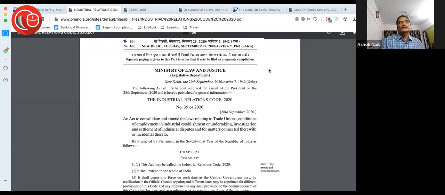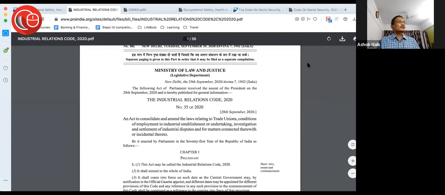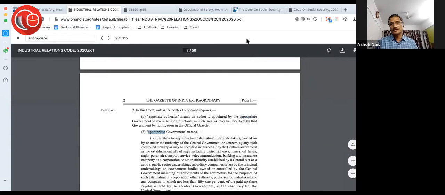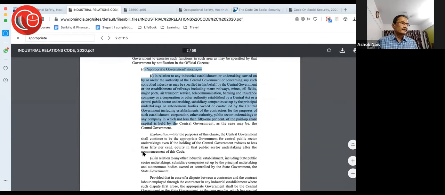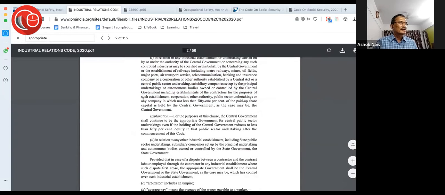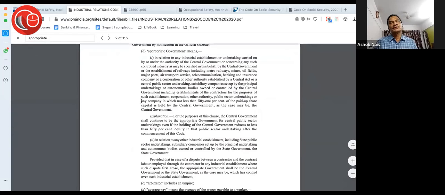The first is the appropriate government. Earlier, the appropriate government depended upon where your factories and companies were. Now what they have said is that for all PSUs, the government concerned will necessarily be the appropriate government. Suppose it is a central government undertaking: even if you have only one factory in a particular state, say UP or Maharashtra, it will be the central government. If it is a state government, say a factory owned by the government of West Bengal is in West Bengal, the appropriate government would be the West Bengal government.